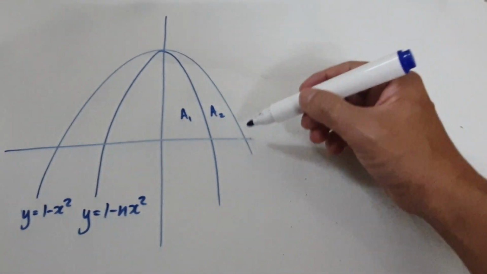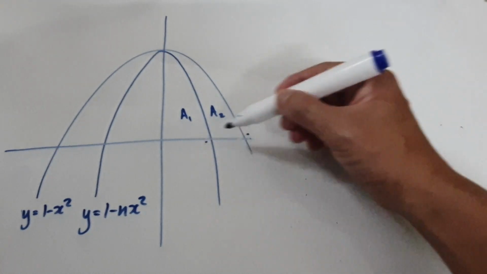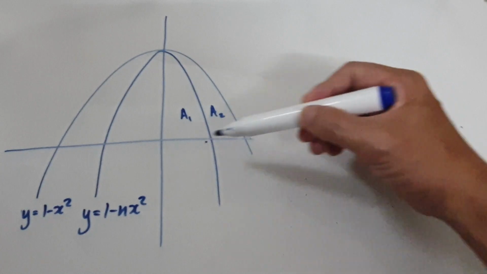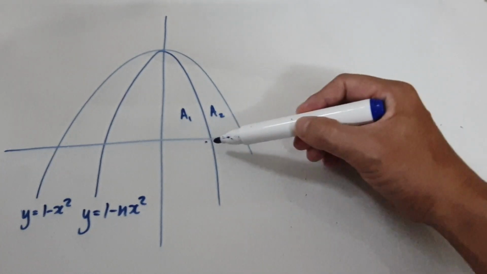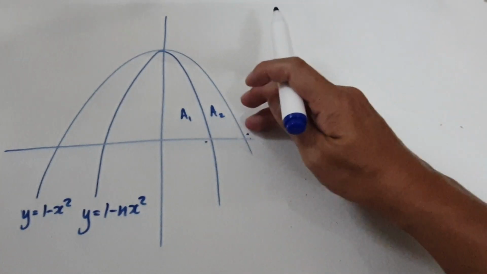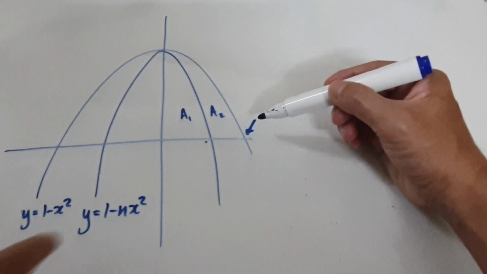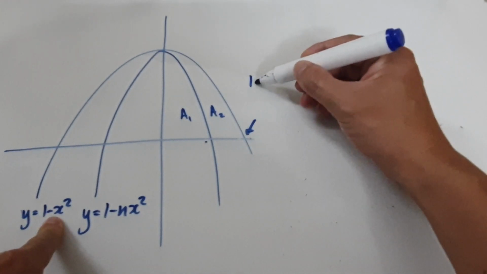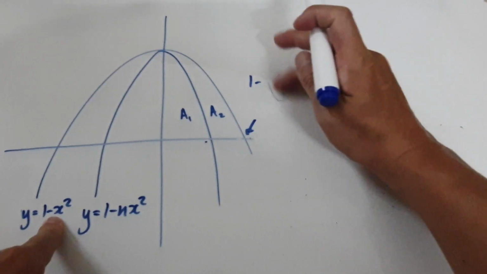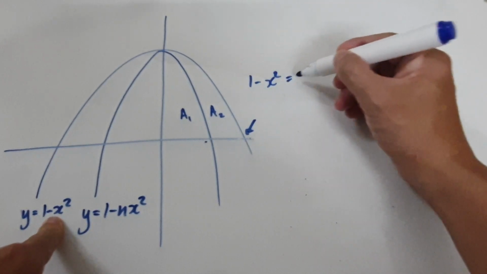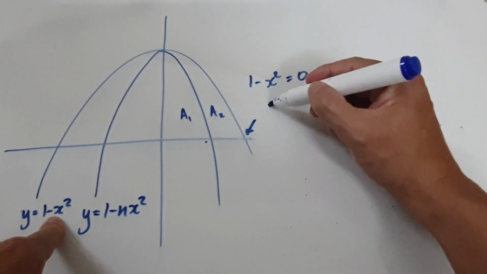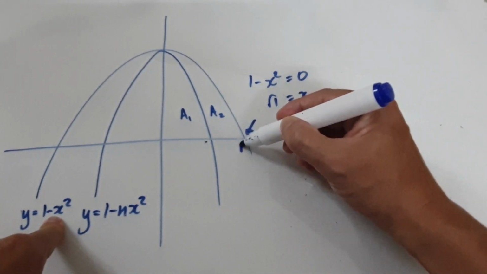To do this, we need to find these two roots, because we're going to integrate from 0 to this root, and from 0 to this root. So let's find this point here first. When will this be equal to 0? 1 minus x squared equals 0. Add x squared, so x is root 1. Well, this point here is 1.